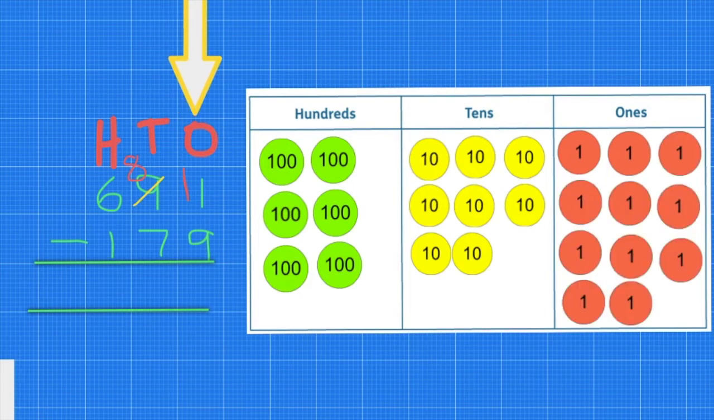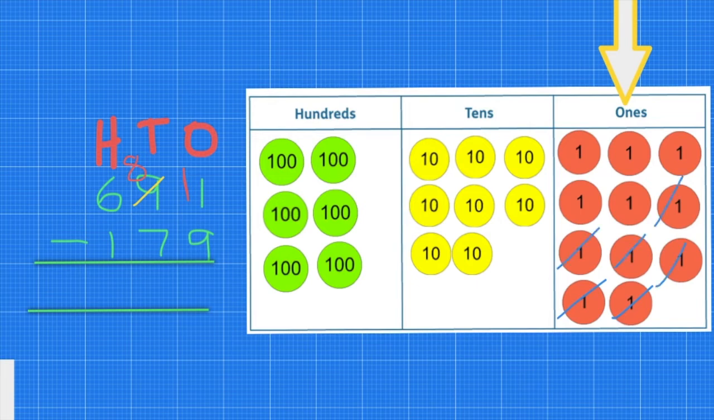Let's do that now. So I need to cross out 9 place value counters here. Okay, let's do that. So 1, 2, 3, 4, 5, 6, 7, 8, 9. Great. So I have 2 counters left. 1, 2. So 11 subtract 9 equals 2.